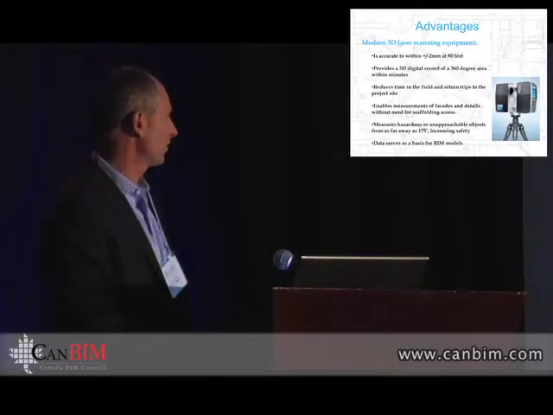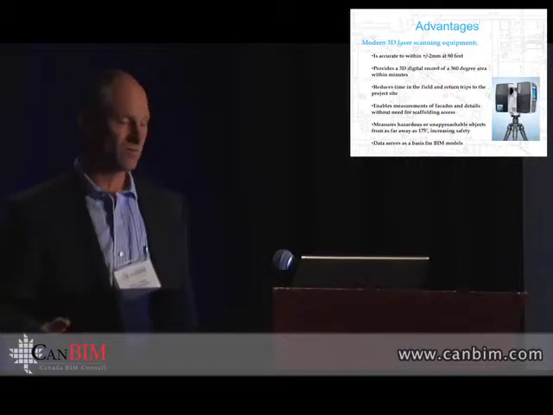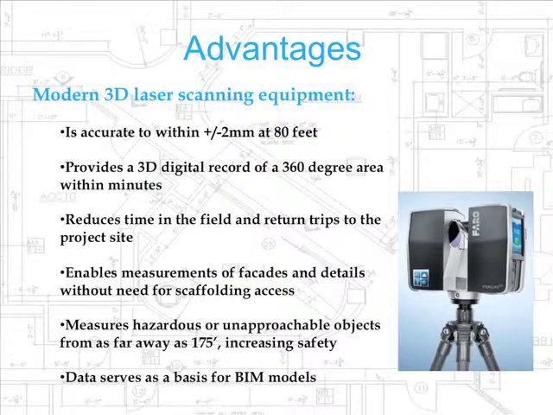So this particular device, plus or minus 2 millimeters, is pretty accurate for most architectural requirements. You do get a full 360. You can window that down if you don't need the ceiling or certain specific areas. And you get all kinds of details.